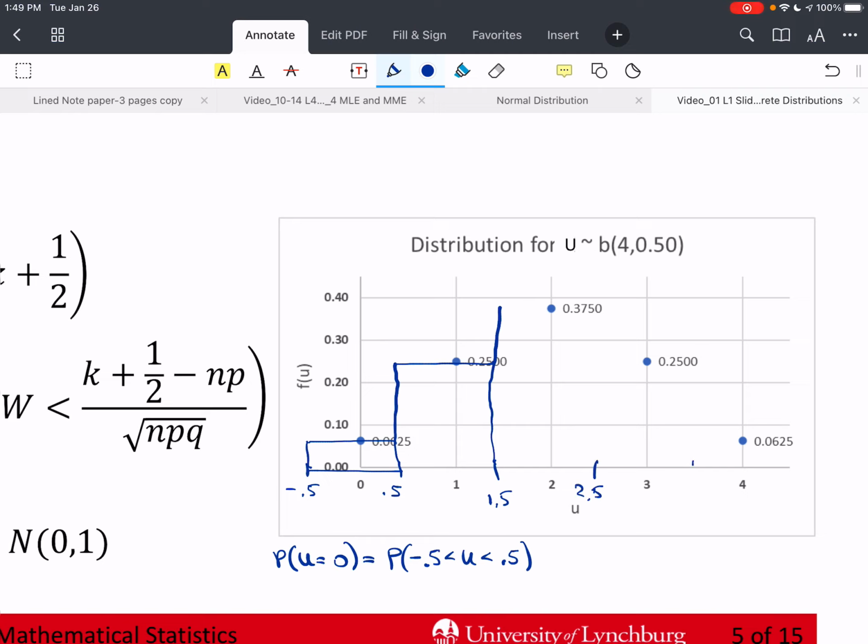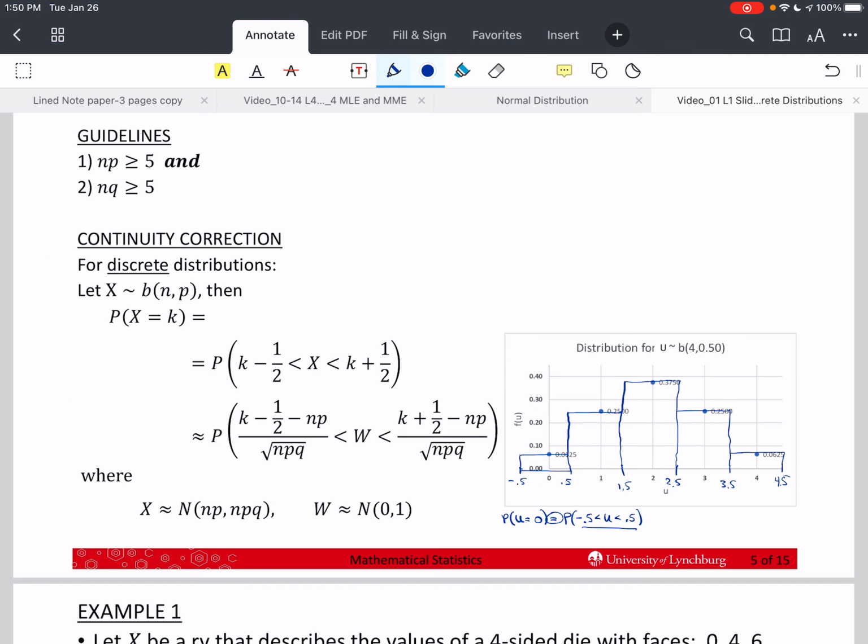is that we split the difference between all the points, and don't forget you have to go above the last one and below the first one. And then we pretend that the probability is distributed across that area. And so this is going to allow us to use a normal approximation for this, because now we have a range of values. And these are really identical to each other. They're equal, those probabilities.